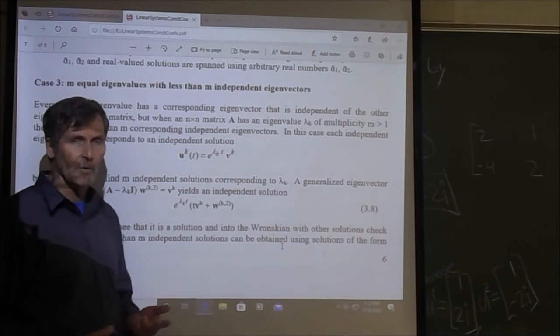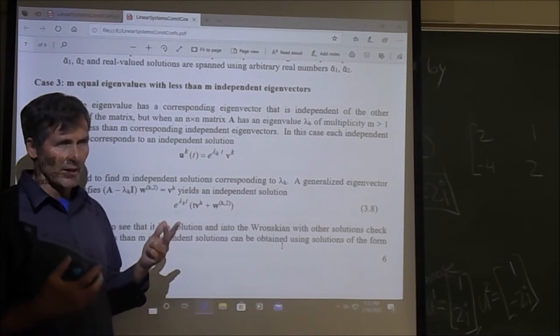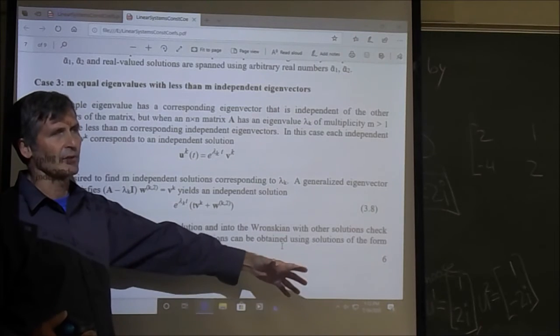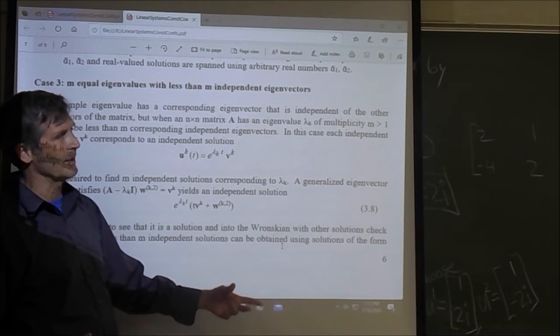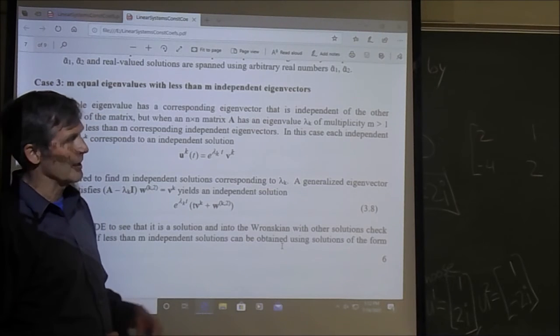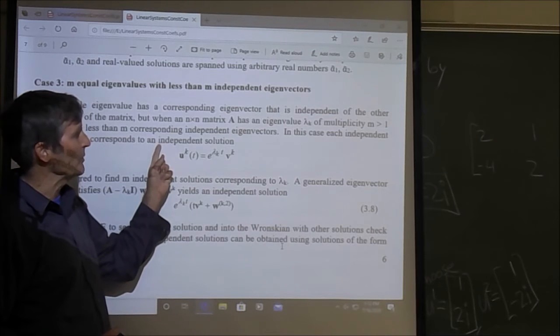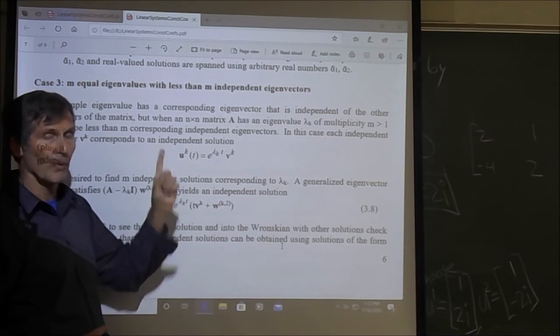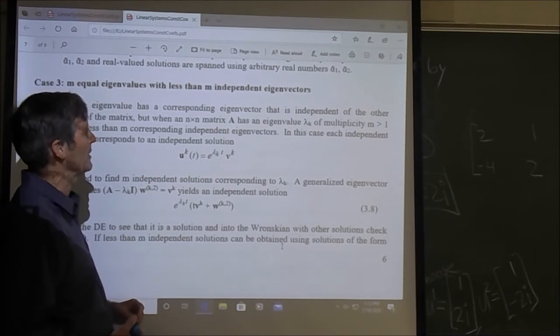Sometimes nothing. What we said before is if you get independent eigenvectors, then you're done. You just write down that solution: alpha 1 e to the lambda 1 t u1 plus alpha 2 e to the lambda 2 t u2. But sometimes when you have two equal eigenvalues, you only get one eigenvector for them. And in that case, you've got a problem, right? You can't write two independent solutions.